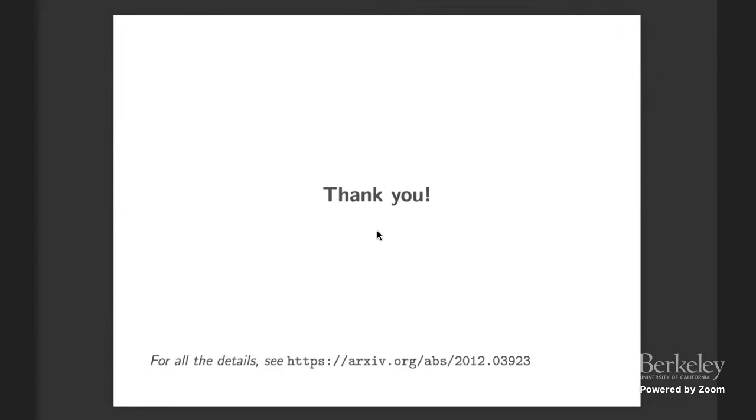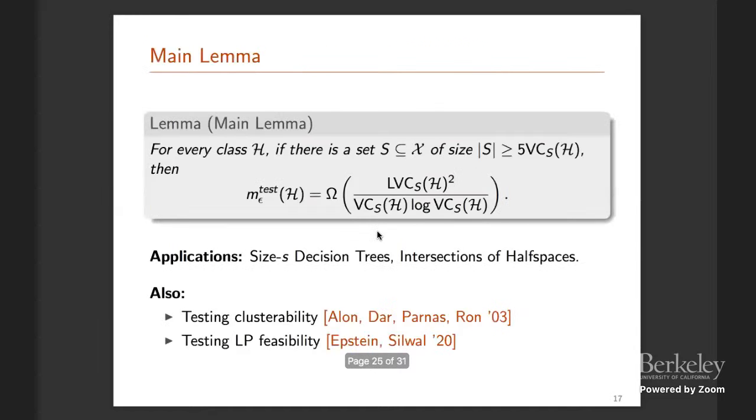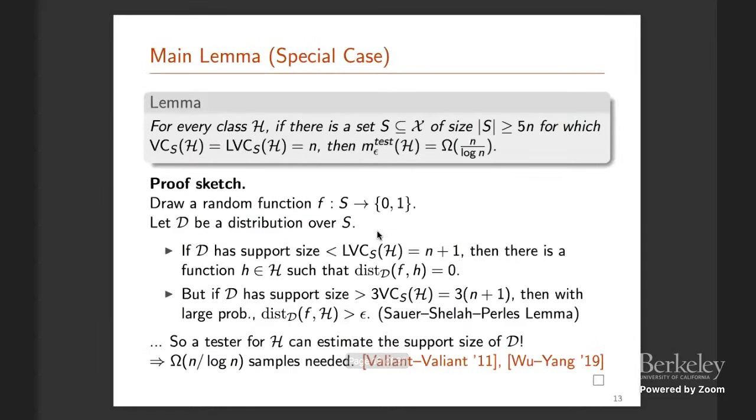Could I ask a question about the lemma? I think it was slide 13, the one with the sketch of the n over log n lower bound for the testing sample complexity. I think I have a bad intuition here, but what about distributions? The same issues arise for estimating support size, but what if the distribution D has only a very, very tiny amount of mass on these elements?